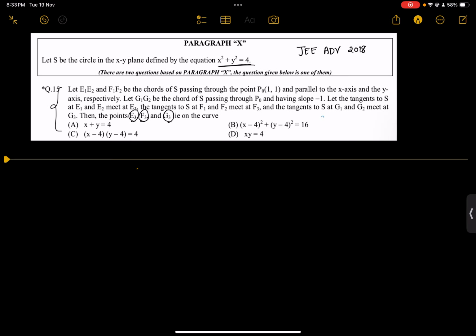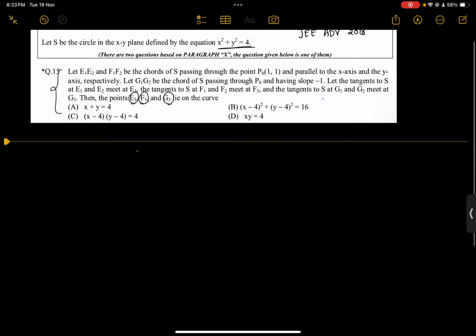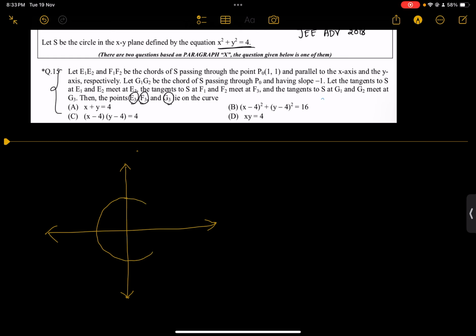Let S be the circle in the xy plane. Let us take it step by step. So this is your coordinate axis. There is a circle x square plus y square is equal to 4. So the radius of the circle is 2. So this point is 2 comma 0 and this point is 0 comma 2. And there is a point P naught, 1 comma 1.